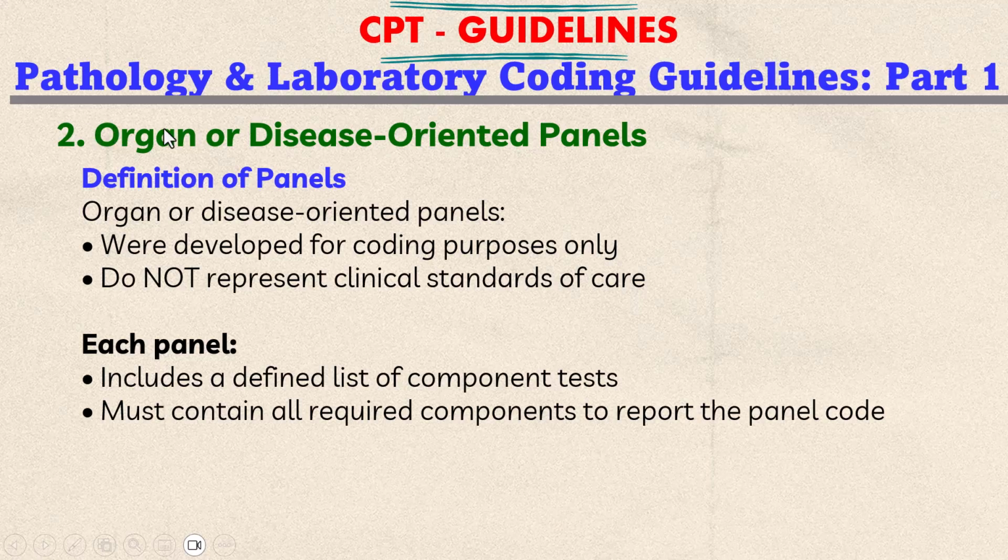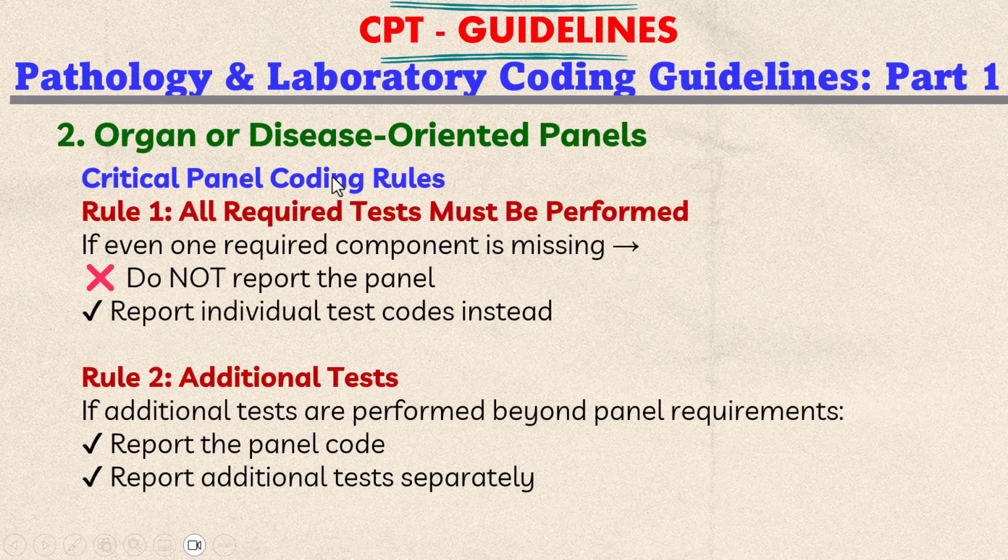Let's go to the second part, that is organ or disease oriented panels. So the definition of panels: organ or disease oriented panels were developed for coding purposes only and do not represent clinical standards of care. Each panel includes a defined list of component tests and must contain all required components to report the panel code. So if you want to report the panel code, all components should be represented there.